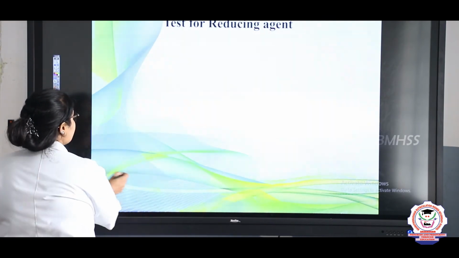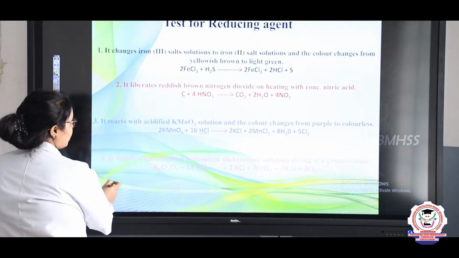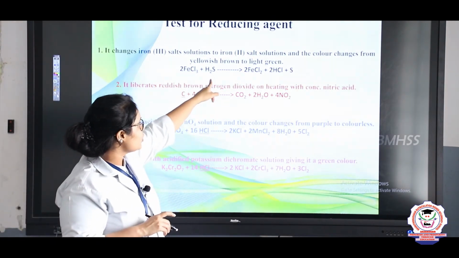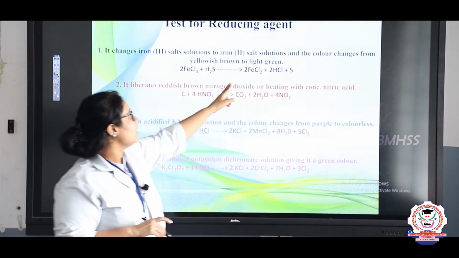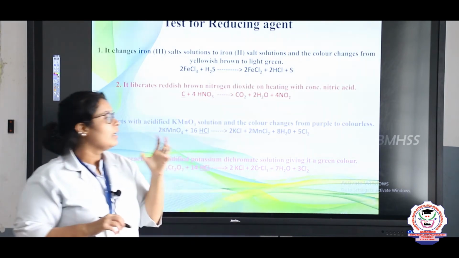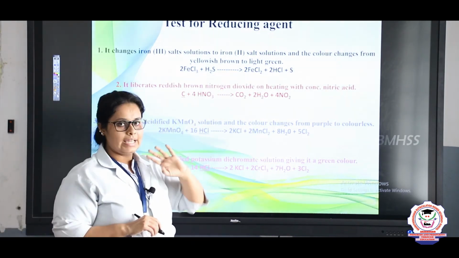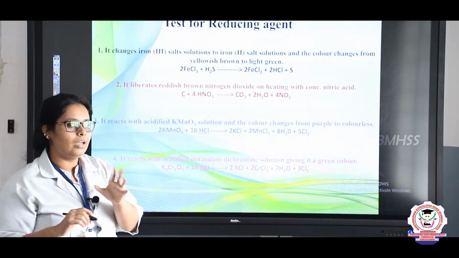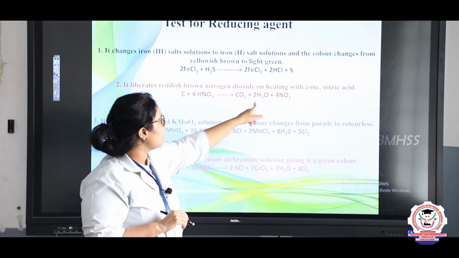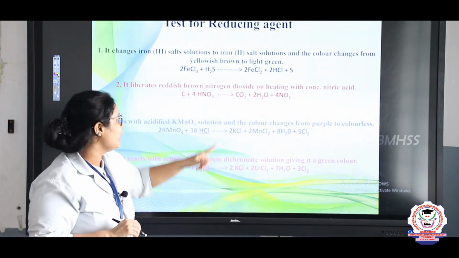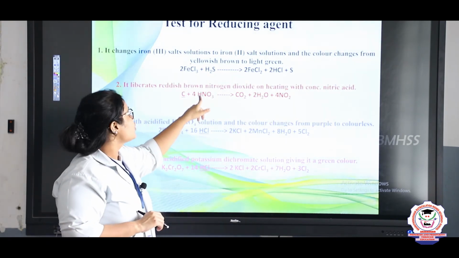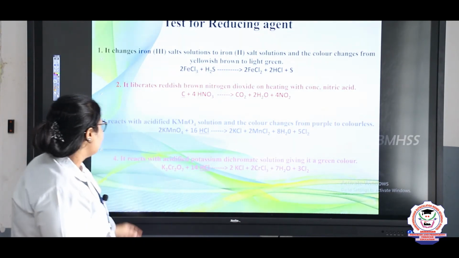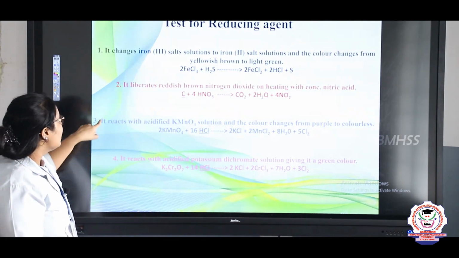In the same way, now let's come to the reducing agent. In the reducing agent tests, first FeCl3 plus H2S will give FeCl2. Here again there is liberation of sulfur and HCl. It will be a little light green in color. In the second process there will be NO2 gas when the reaction is done with HNO3. HNO3 is what? It is nitric acid.